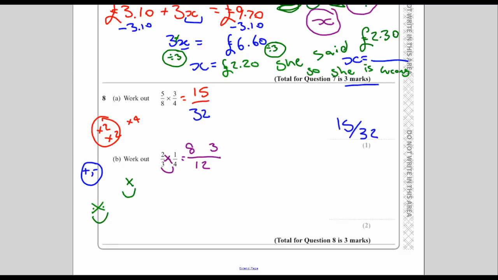So that means that you have to chuck in a takeaway here. Okay? 8 minus 3 is 5. And 12 is on its own. 5 over 12. Job done. 2 marks in the bag. Moving on.